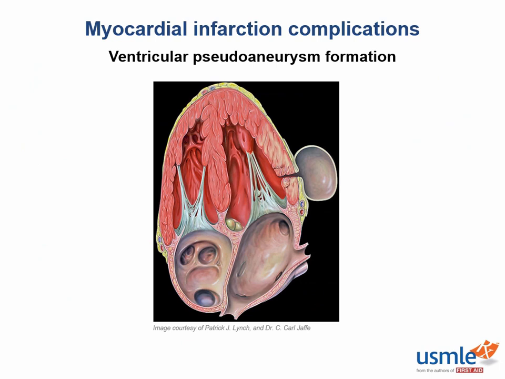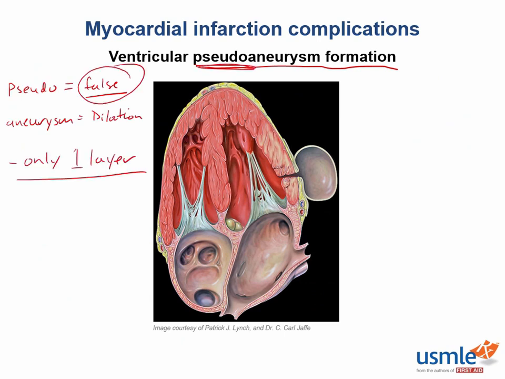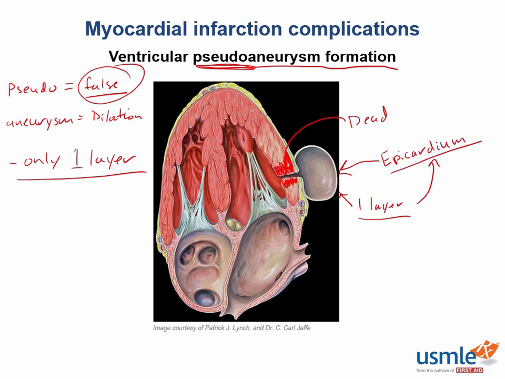Now next up, we have ventricular pseudoaneurysm formation. Now remember, pseudo means false and aneurysm means dilation. And these are called false aneurysms because there's only one layer within the wall of the aneurysm. Here, all the endocardium and myocardium died, and you need these to be intact to have a true aneurysm. So in this situation, the only thing holding this aneurysm together from completely exploding is the fibrous adhesions of the epicardium.